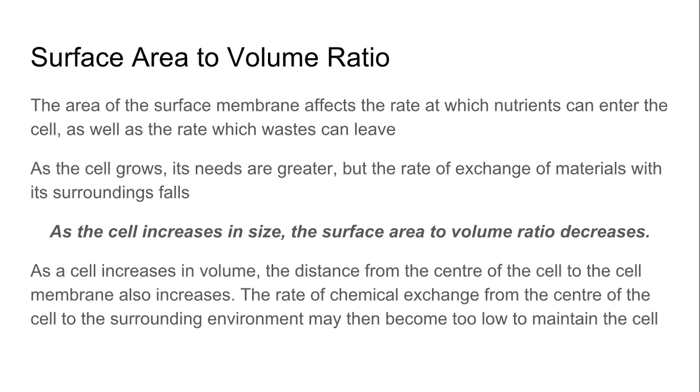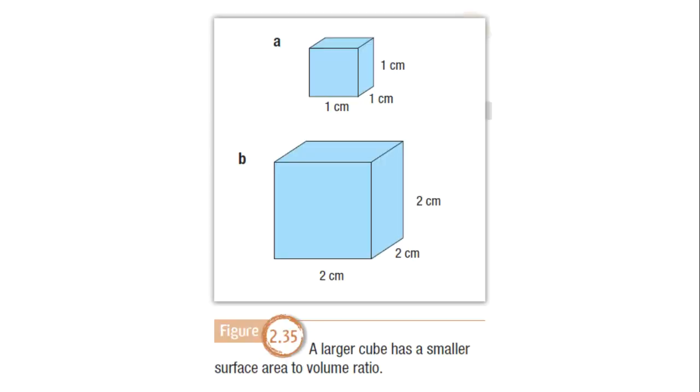So as a cell increases in volume, the distance from the center of the cell to the cell membrane also increases. And so it means that the rate of chemical exchange from the center of the cell to the surrounding environment might become too low to maintain the cell.